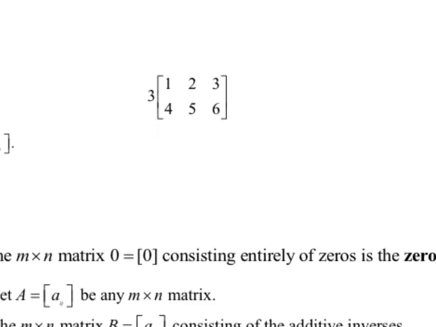Now, to multiply a matrix by a number, distribute it to all of it. So you get 3, 6, 9, 12, 15, 18. That's what that 3 times the matrix means. Okay?